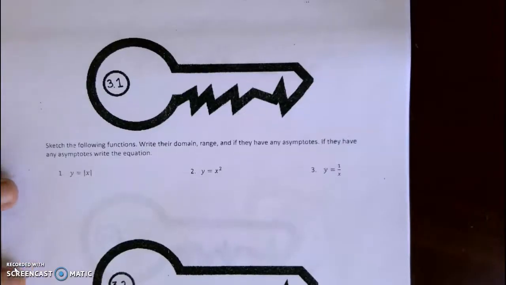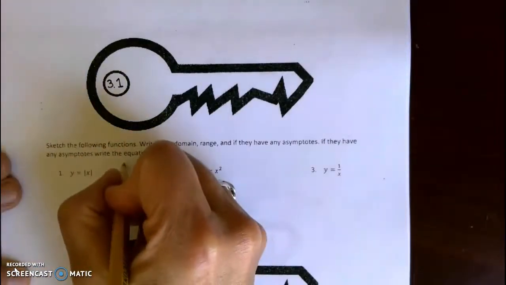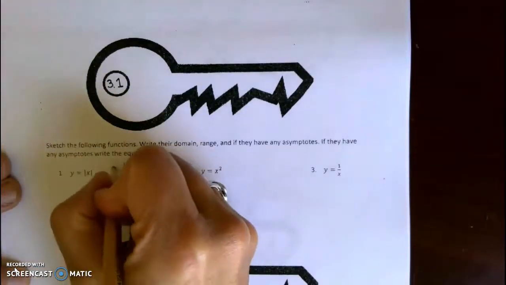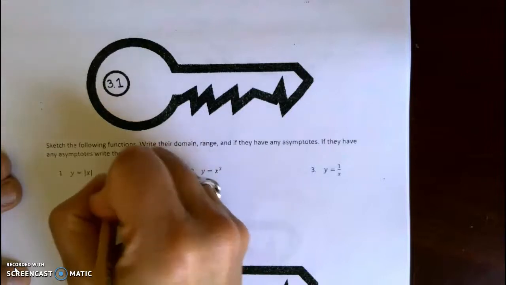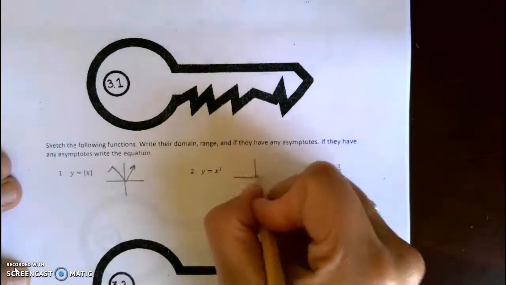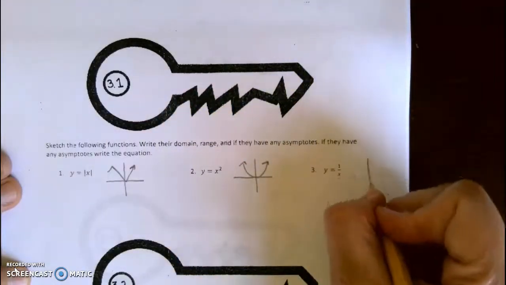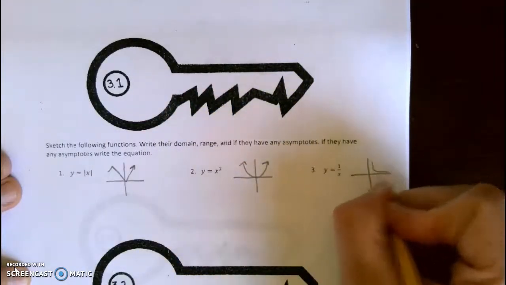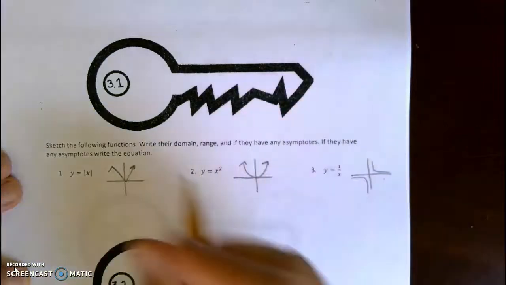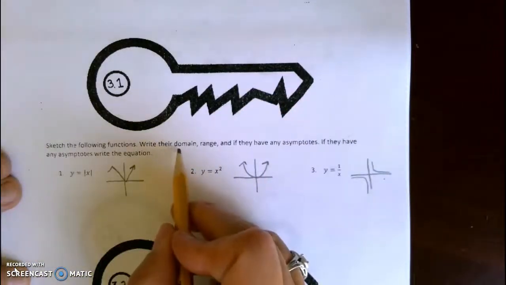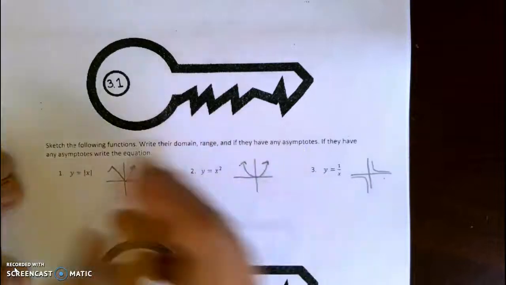Okay, so let's start looking at the keys now. It says sketch the following functions. I know that this is a V-shaped graph. This is U-shaped. And this inverse. Right. Write their domain and range, and if they have asymptotes.